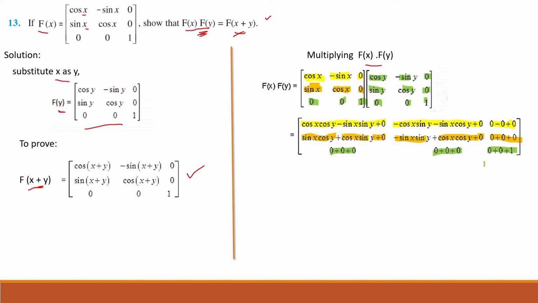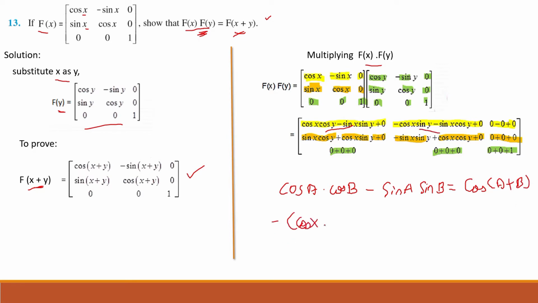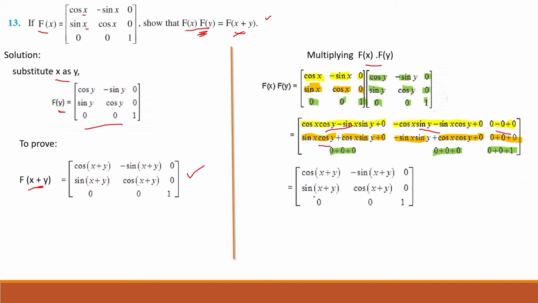So simplifying all these elements, we know this is an identity, cos A into cos B minus sin A into sin B. It is a trigonometric identity of cos A plus B. Similarly, in this element if we take the negative sign outside, we have the identity of sin x plus y as sin x into cos y plus cos x into sin y. And this element is 0. And similarly this is also the identity of sin x plus y, and this identity is again of cos A cos B minus sin A sin B, which is cos A plus B.